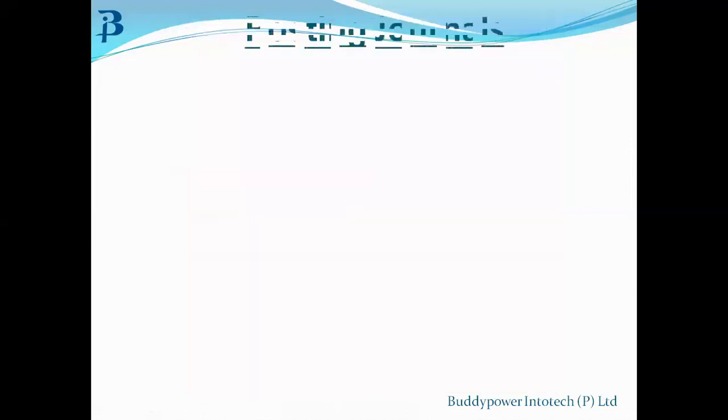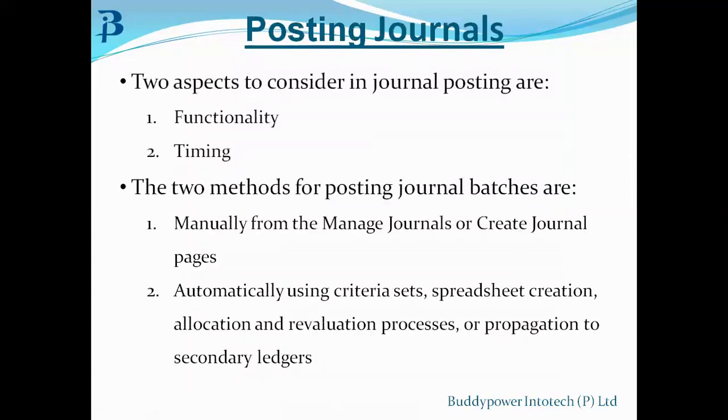Let's move to the next slide, which is posting of journals. Journal posting is a process that updates balances in general ledger accounts. This is mainly to reflect an entity's business transactions, and it provides data for financial reporting. There are two aspects to consider in a journal posting: functionality and timing. What is functionality? Posting is done from the journal pages by selecting journal entries and clicking the post button.